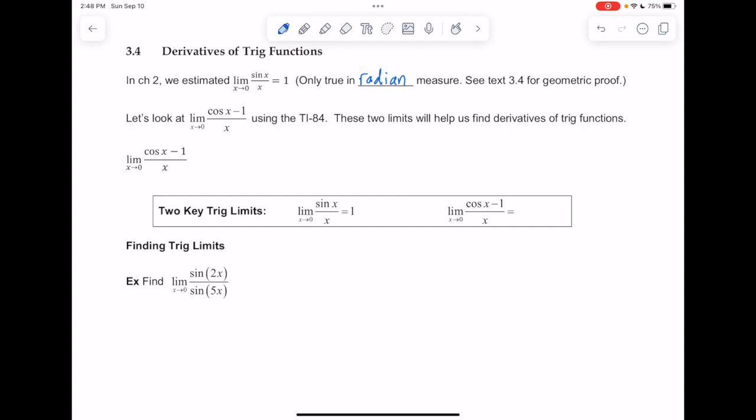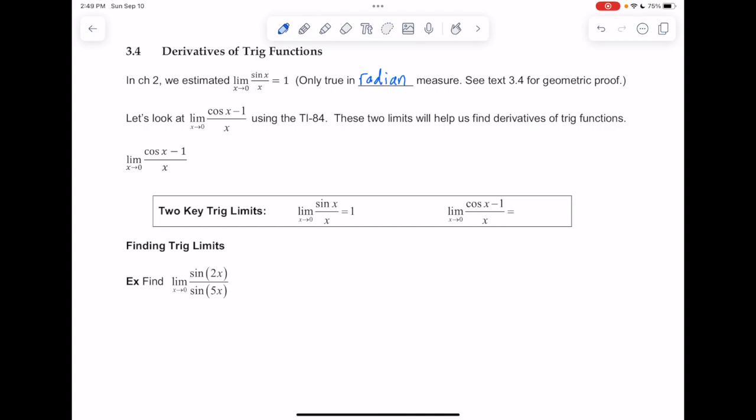So when we do calculus with trig functions, we need to always be doing that calculus in radian measure if we want the formulas we learned in this section to hold. So we only estimated that in Chapter 2. If you're interested in the proof, that is available in Section 3.4 of the text, so you can have a look at that, ask me questions about it if you're curious or confused.